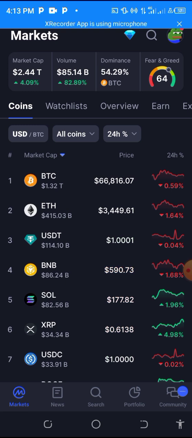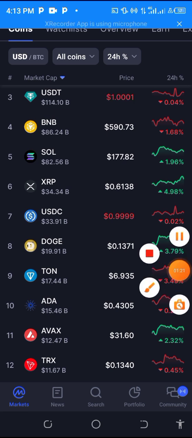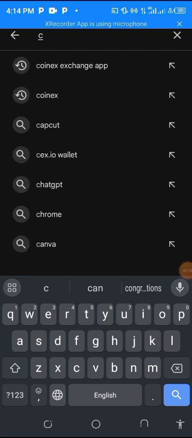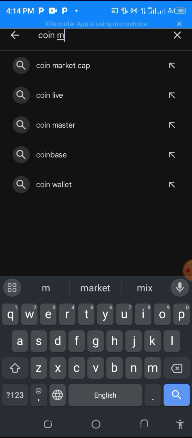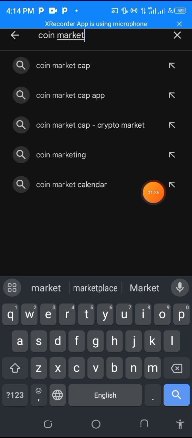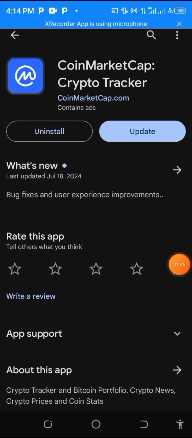All right, so to get to this app, all you have to do is switch over to your Play Store. On your Google Play Store, you type Coinmarketcap, however you type it, either together or separately. This is the first search result. I already have it, so they're asking me to update it. This is what it looks like. Just click on it and then install it.